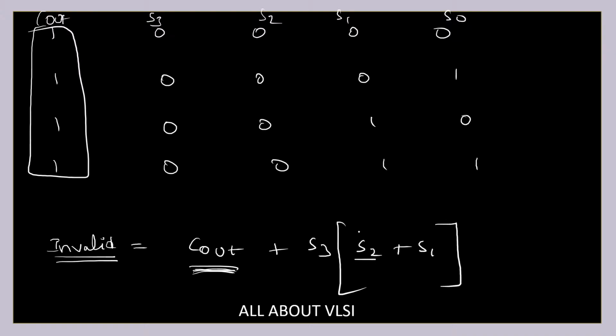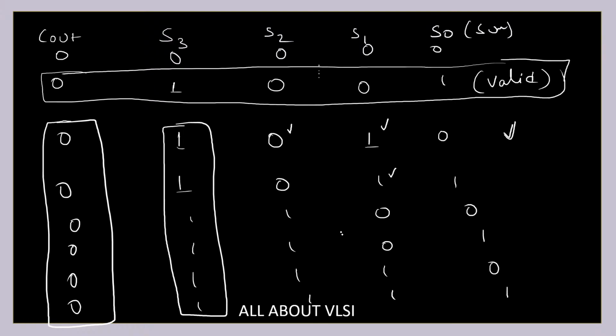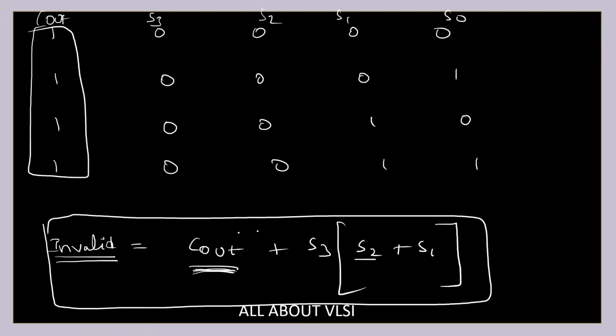That means S2 can be 1 at one time and S1 can be 1, or both can be equal to 1. In these two cases, my invalid will be equal to 1. And S3 is always 1. That's it. By seeing this particular table, I have written this equation. Let me explain one more time how I have written it.